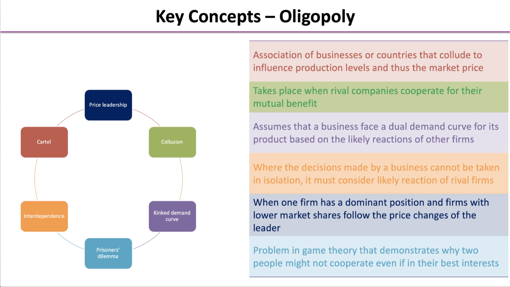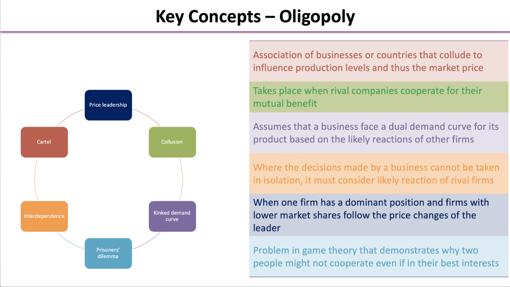Okay, so there might have been some new information for you there. Here you can see our answers on screen and we will go through them now. So to begin with, the association of businesses or countries that collude to influence production levels and thus the market price, that is the definition of a cartel.